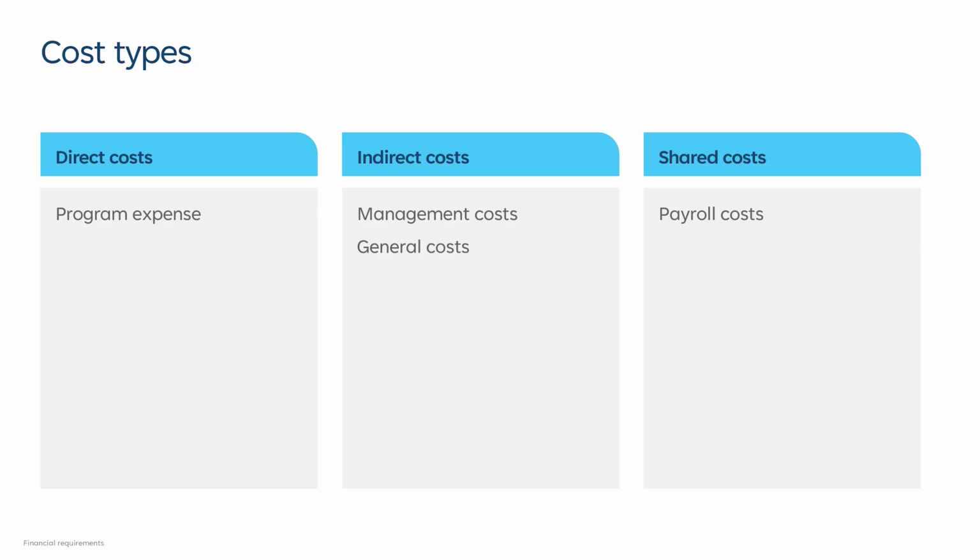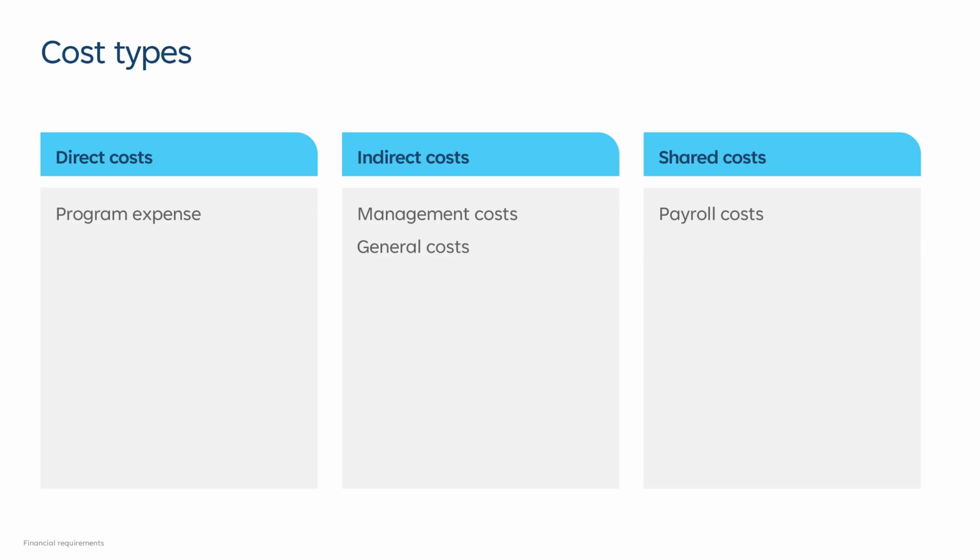A direct cost is an expense whose benefit can be identified with a particular funding source and/or program. These costs can be 100% charged to that particular program and funding source.